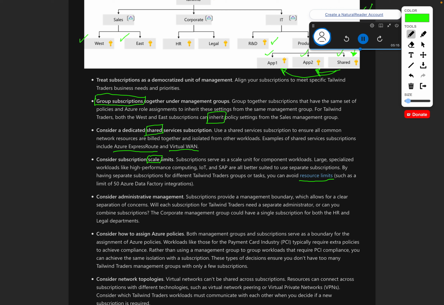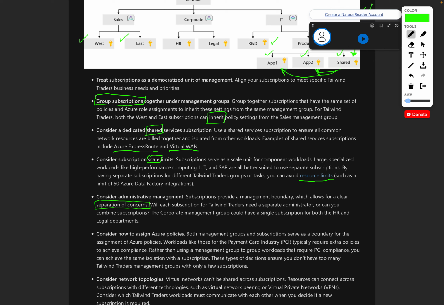Consider administrative management. Subscriptions provide a management boundary, which allows for a clear separation of concerns. Will each subscription for Tailwind Traders need a separate administrator, or can you combine subscriptions? The corporate management group could have a single subscription for both the HR and legal departments.